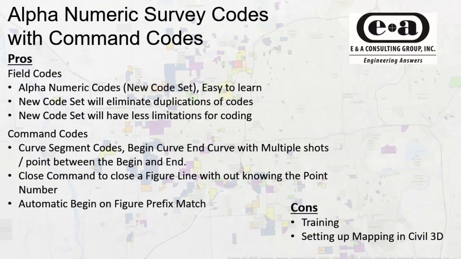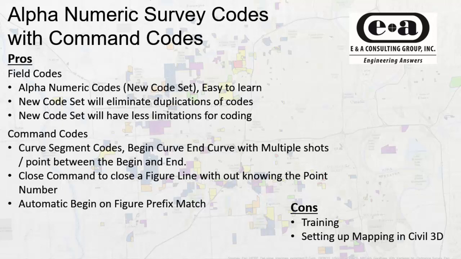All right, alphanumeric survey codes with the new command codes. I believe some of the pros on the field codes are the alphanumeric codes. Let's call them the new code sets. They're easy to learn. The new code sets will be eliminating duplication of the existing codes that we already have. Some of the new code sets will have fewer limitations for coding out in the field. So you can pick it up, you can add wood fence to fence, steel fence, things of that nature.